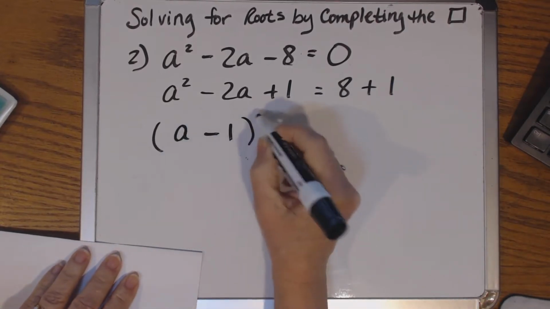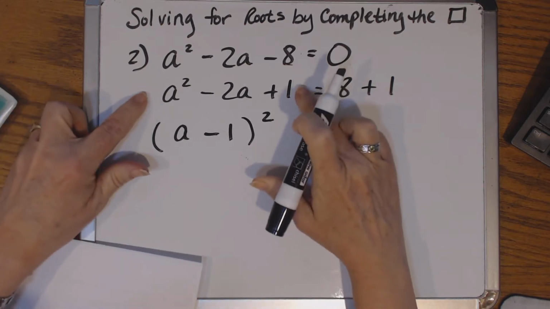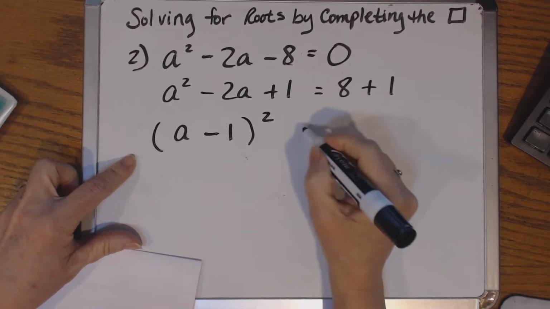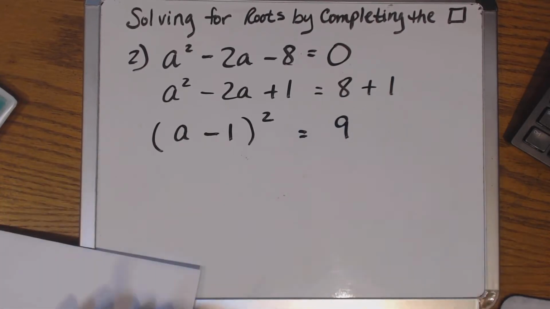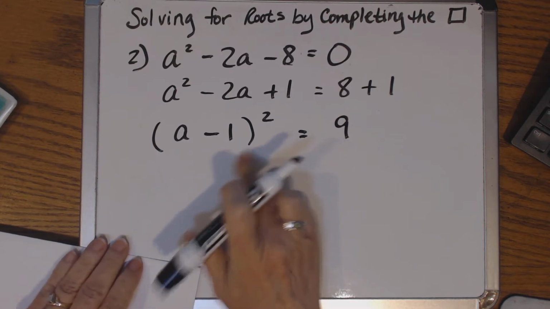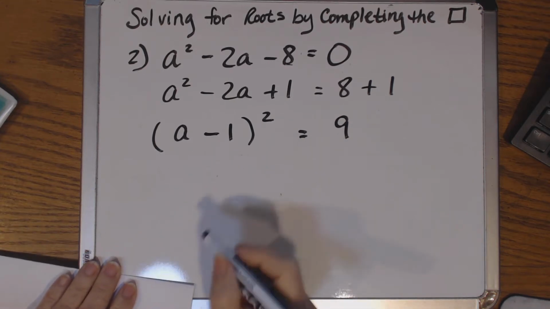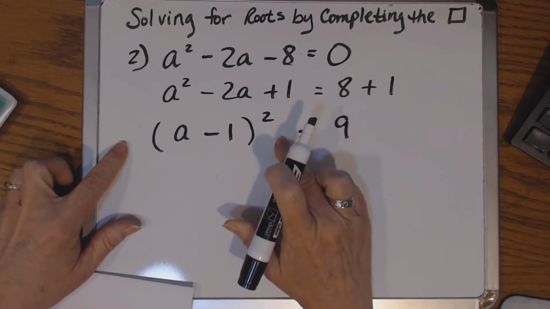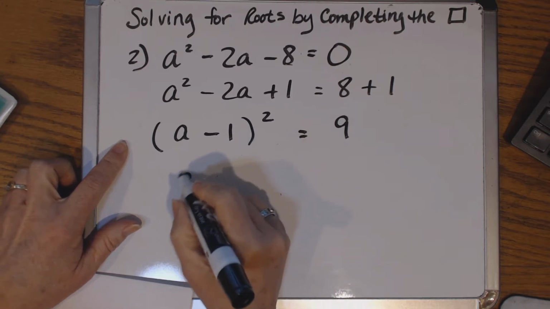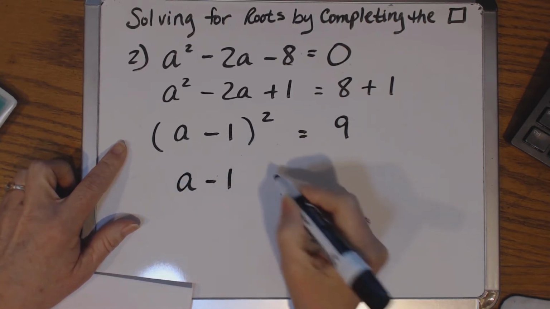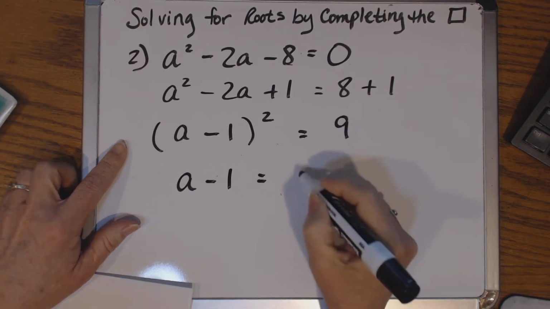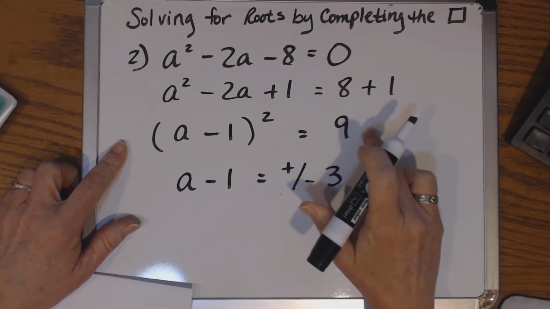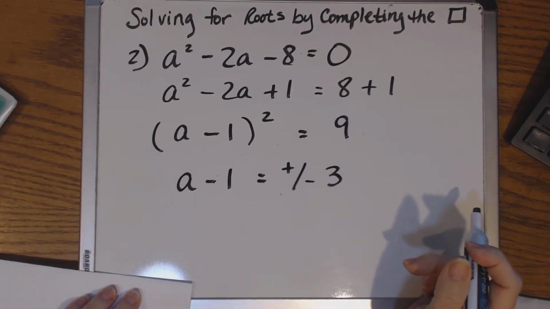So now what I have is a perfect square trinomial. A squared minus 2a plus 1 does equal this, and this is equal to 8 plus 1, which is 9. Okay, so step 3 now would be to take the square root of both sides. When I take the square root of a minus 1 squared, I just get my a minus 1, okay? But when I take the square root of 9, I could get both a plus or a minus 3. When I take the square root, I'm always going to get that plus or minus, okay?